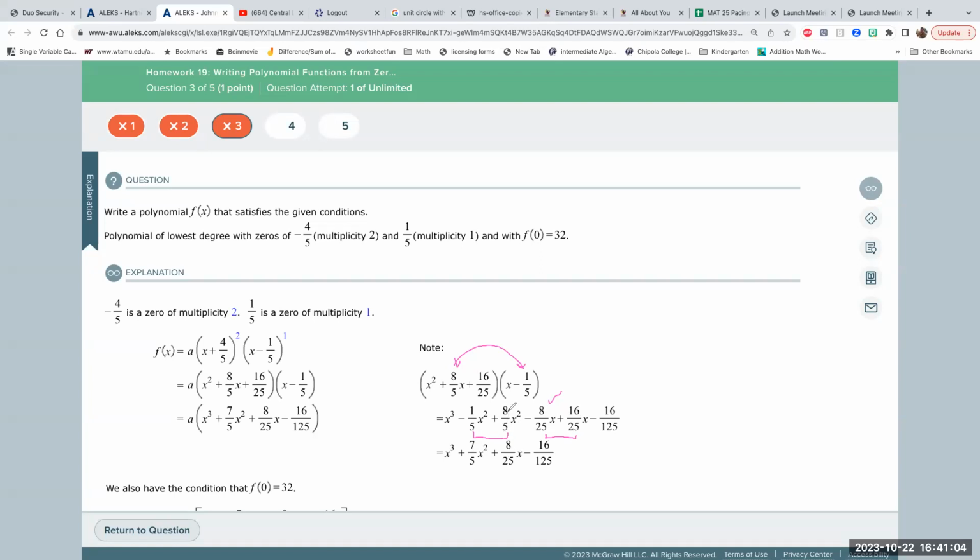All right. And then once they got this piece right here, they let 32 equal everything, and they put a 0 here, a 0 here, a 0 here. So that's what's happening on this next step that I'm about to show you. Okay, so let's scroll down.